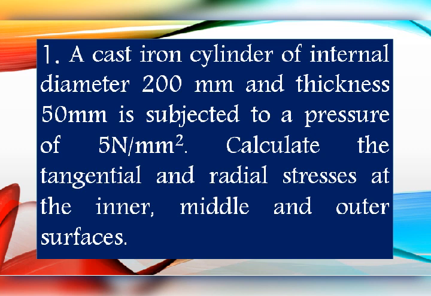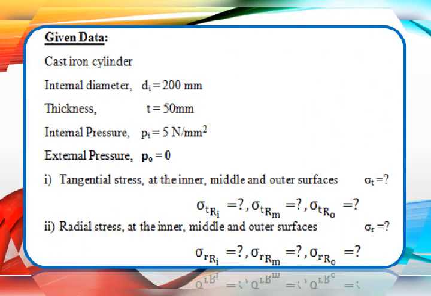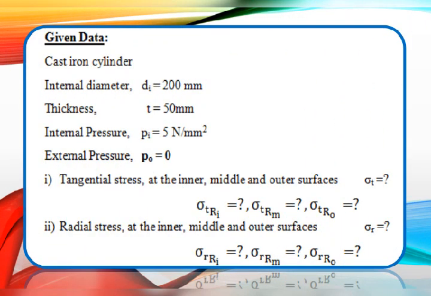Now we'll list out the given data. A cast iron cylinder of internal diameter 200 mm. So here the material of the cylinder is cast iron, and the internal diameter di is equal to 200 mm, and thickness T is equal to 50 mm. It is subjected to a pressure of 5 Newton per mm square.